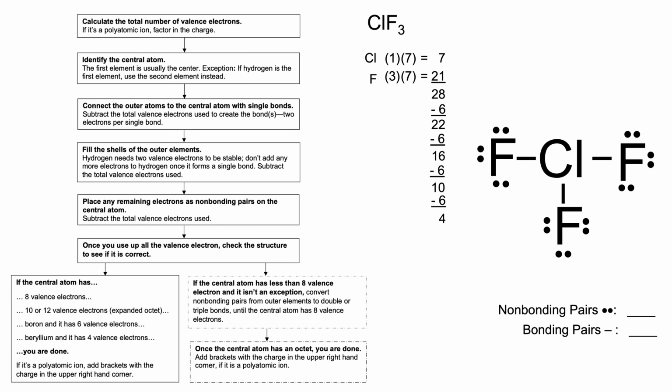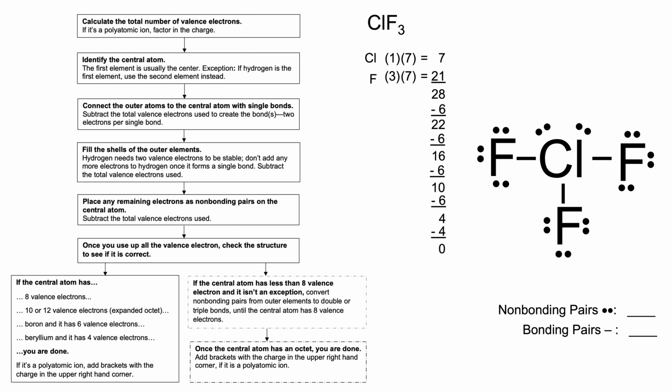I'm going to place those 4 remaining electrons as non-bonding pairs on that central atom. So I'm going to place 2 non-bonding pairs on that central atom. I'm making sure it's very clear that there are 2 separate non-bonding pairs on that central atom. Now I've used up all of my electrons.